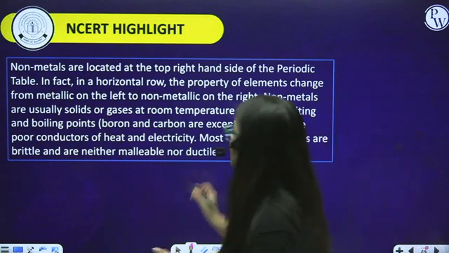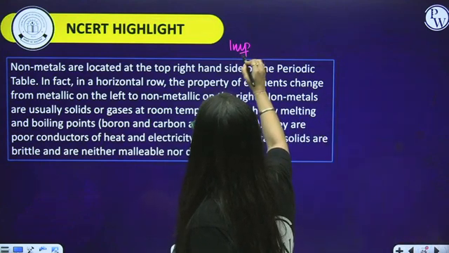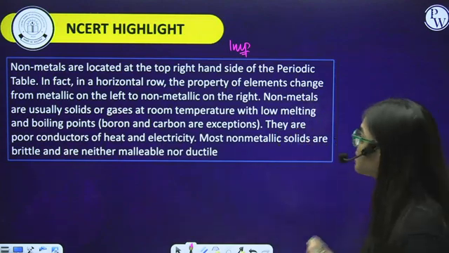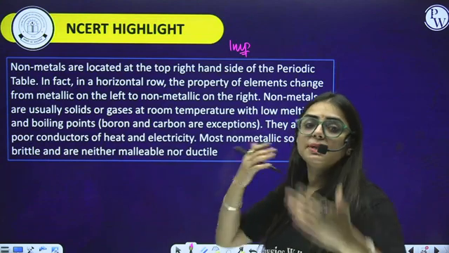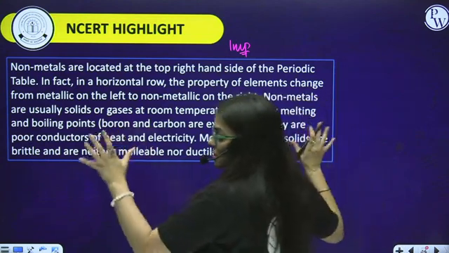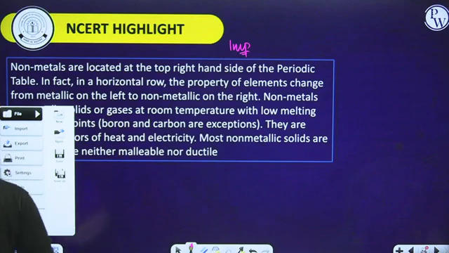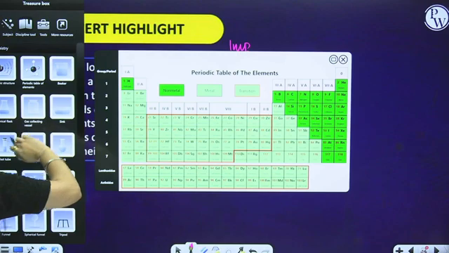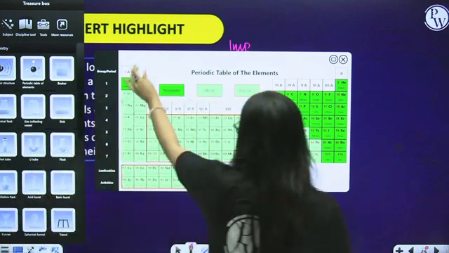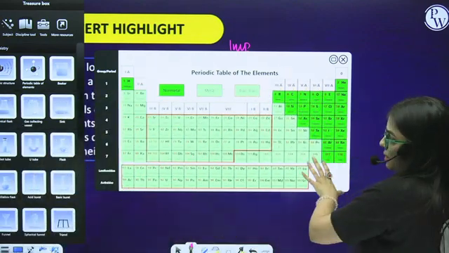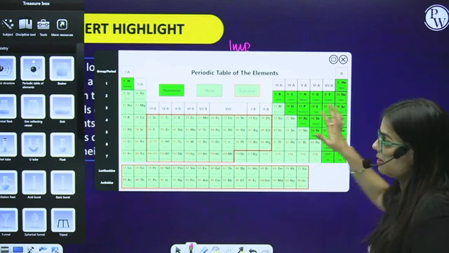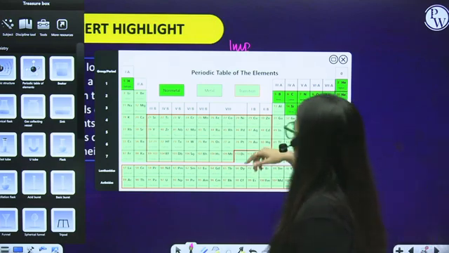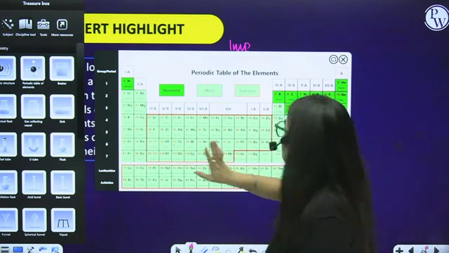Let us read about non-metals. Again, this is an important NCERT highlight. Non-metals are located at the top right-hand side of the periodic table, that means the P block elements. If this is your periodic table, students, these are your metals and these are your non-metals, the ones present on the right-hand side. They have also shown the transition elements, which are the D block elements.